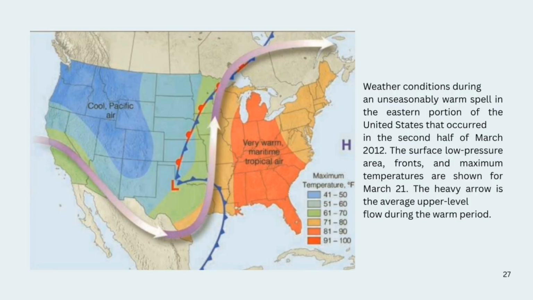While this figure shows a surface weather map and the associated upper level airflow, or as you can see, the heavy arrow that brought unseasonably warm maritime tropical air into the central and eastern states during March 2012. A large surface high pressure area centered off the east coast, coupled with a strong southwesterly flow aloft, carried warm moist air into the Midwest and East, causing a record-breaking March heat wave.